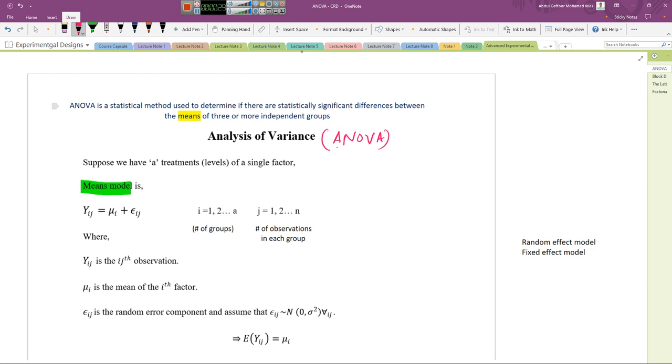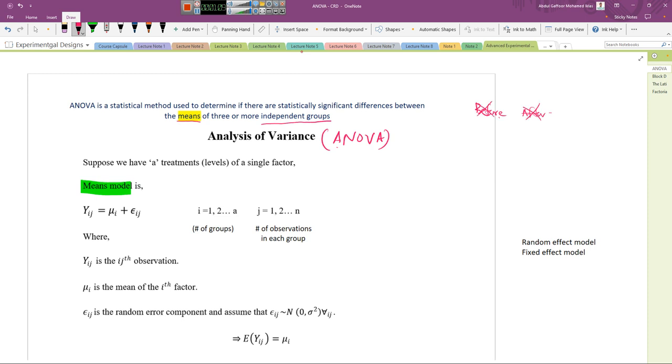ANOVA is a statistical method used to determine if there are any significant differences between the means, right? I have highlighted the word means because here we will be checking if there is any difference among the means of different groups, more than two groups, okay? So three or more independent groups, and the groups should be independent. When we perform an ANOVA test, we don't consider before and after scenarios. So they are independent, right?